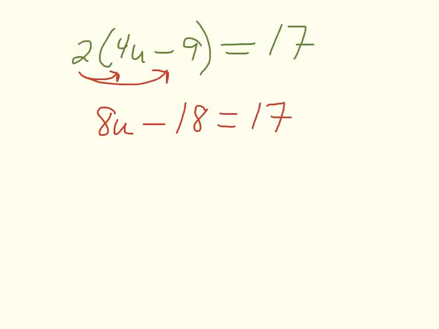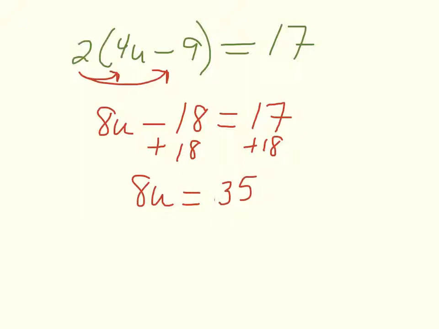We have two operations to undo. We're going to start by undoing the subtraction. The opposite of subtraction is addition. And then when we add 17 and 18, we get 35. Where's my eraser? There it is. So we'll get 35.